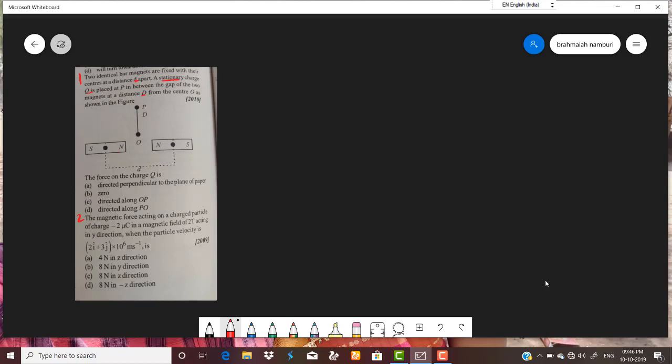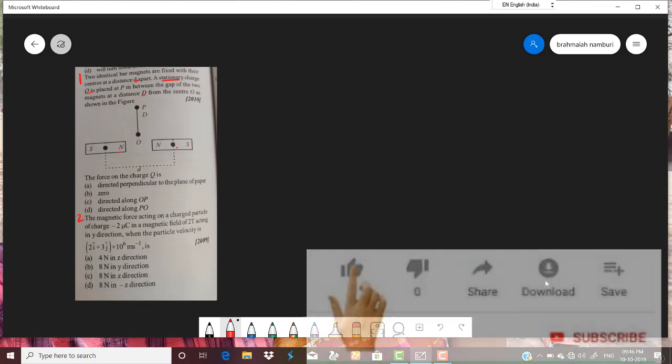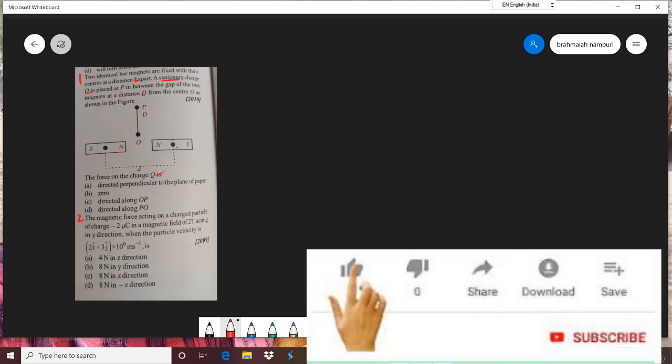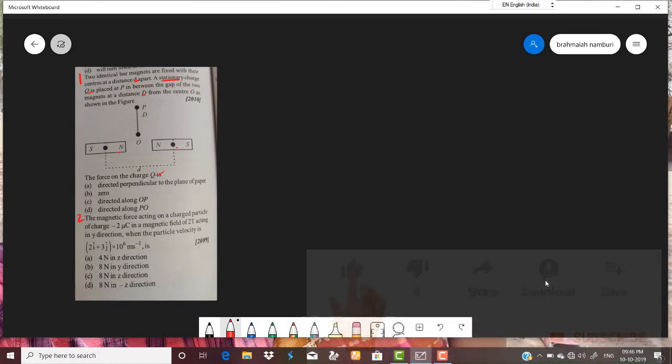So it is one of the magnets, and it is the second magnet. These two are separated by the d distance. From these two, it is the center O. From the center O, at distance d, P is located. So what is the question here? The force on the charge Q is: first option, directed perpendicular to the plane of paper. Second option, 0. Option C, directed along OP, and option D, directed along PO.